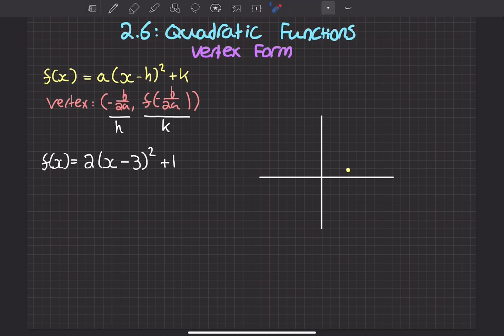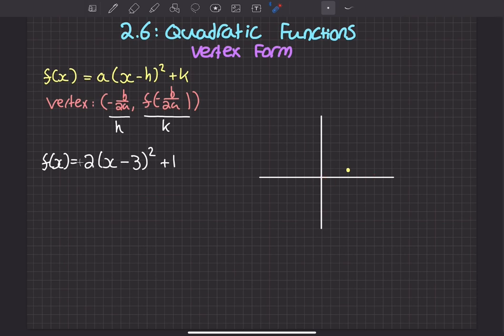And we also know that this 2 here, or this a, works similar to the a in standard form, where if this was positive a, then the graph is concave up, and if this is negative a, then the graph is concave down. So since this is a positive 2, we know that our graph will be going up like this, right? So since it goes up, that means there'll be no x-intercepts.